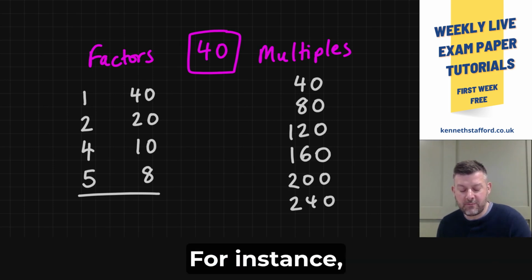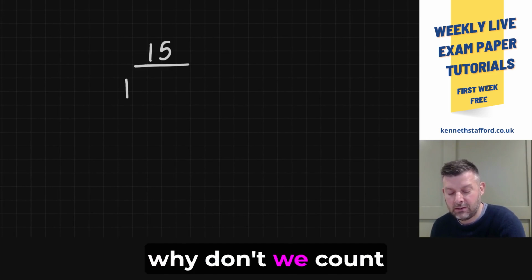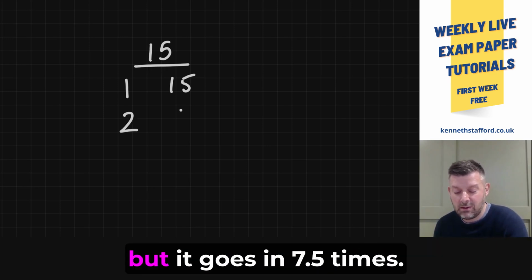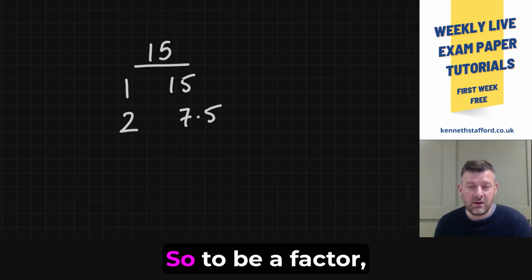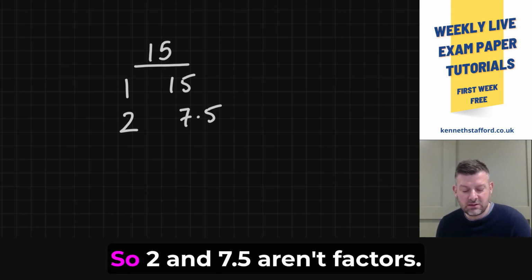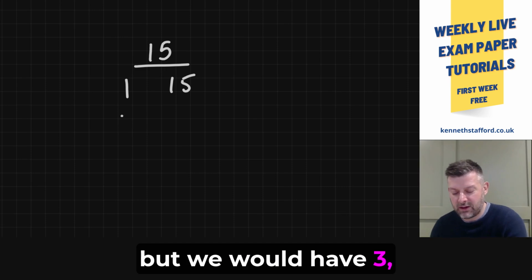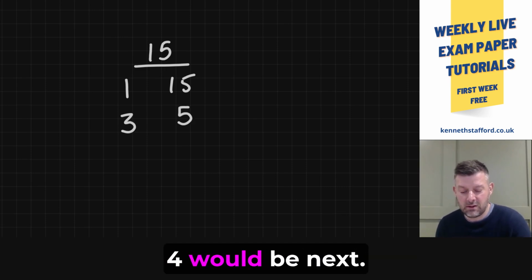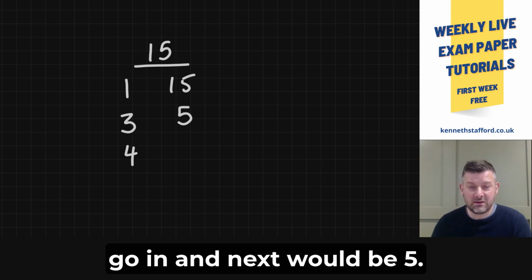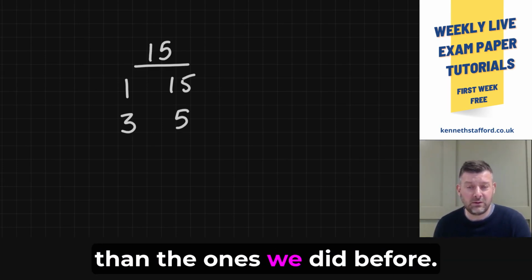Let's talk about why, for instance, if we did factors of 15, we don't count 2 as a factor. Because 2 does go into 15, but it goes in 7.5 times. So to be a factor, it's got to go into it and give you a whole number. It's got to give you an integer. So 2 isn't a factor. But we would have 3, which goes in 5 times. 4 would be next. 4 can't go in because 2 didn't go in. And next would be 5. So we're done there. 15 has got far fewer factors than the ones we did before.